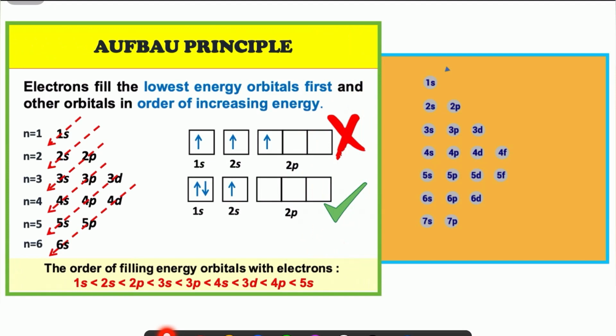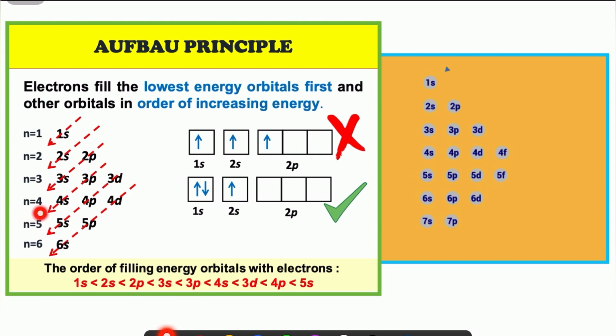So electrons fill the lowest energy orbital first and other orbitals in order of increasing energy. So this is used to write the electronic configuration, to fill the electrons according to the increasing energy, which is at n equal to 1, there is only 1s here. N equal to 2, there are 2s and 2p. N equal to 3, there are 3s, 3p, and 3d.